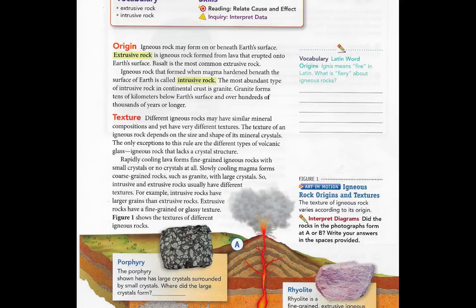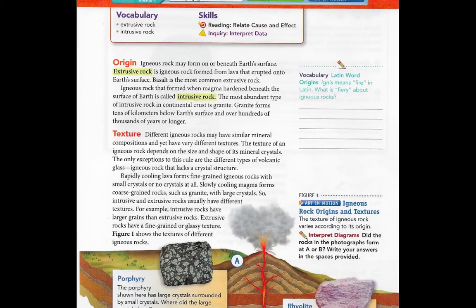Origin. Igneous rocks may form on or beneath Earth's surface. Extrusive rock is igneous rock formed from lava that erupted onto the Earth's surface. Basalt is the most common extrusive rock. Igneous rock that formed when magma hardened beneath the surface of Earth is called intrusive rock. The most abundant type of intrusive rock in continental crust is granite. Granite forms tens of kilometers below Earth's surface and over hundreds of thousands of years or longer.